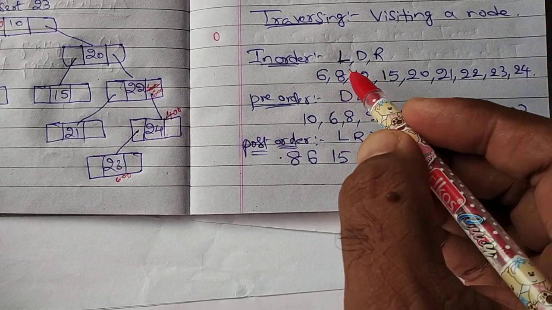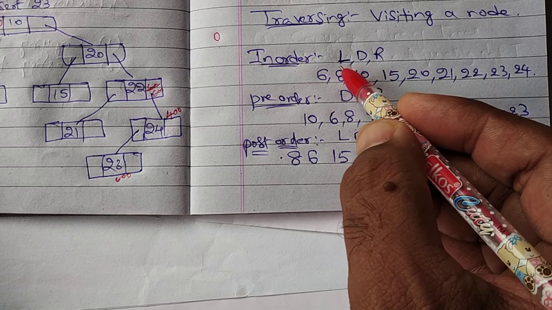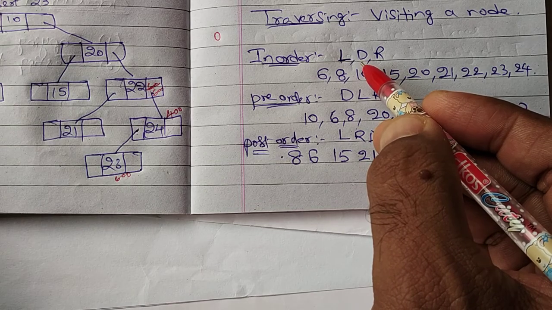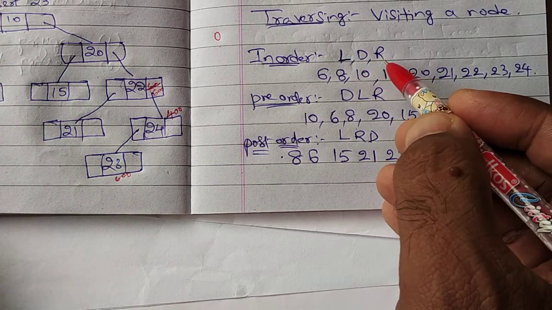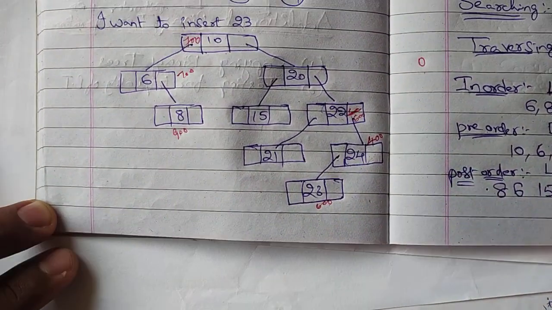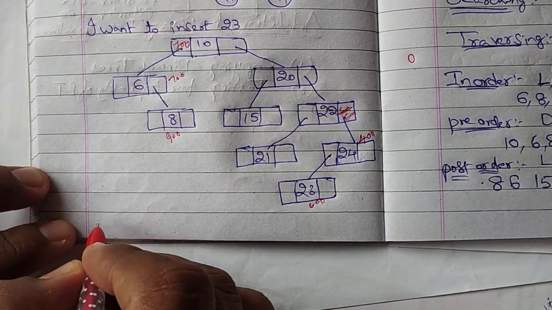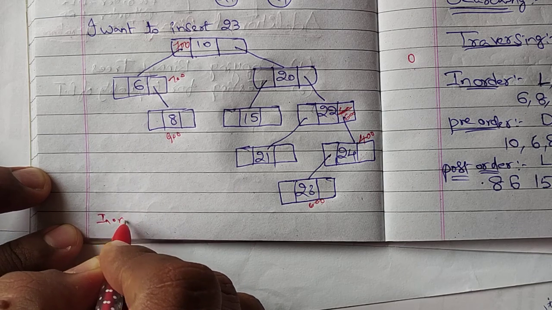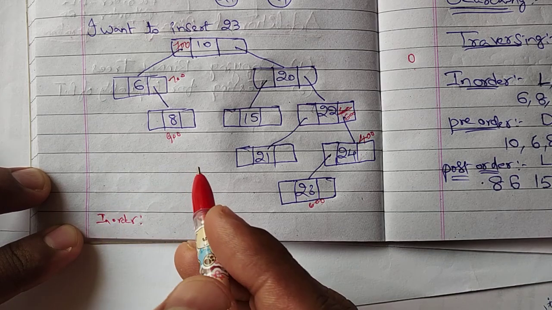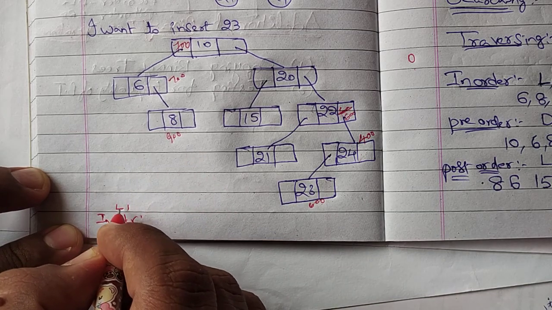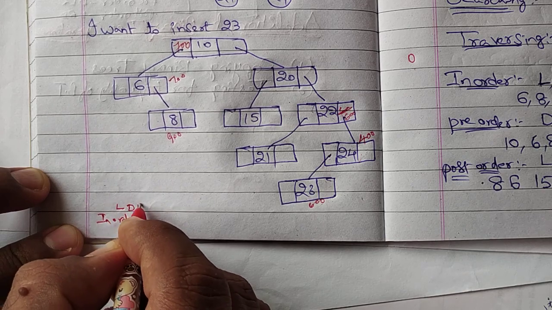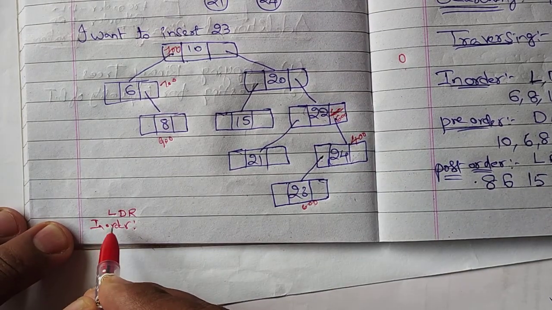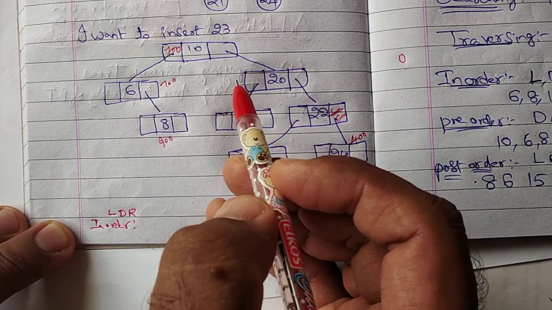So see, what is in order traversing? First we have to visit left subtree nodes, then data nodes. Data nodes means root nodes. Next right subtree nodes. Let me explain. First take this tree. Now I want to visit nodes by using in order. So in order rule is what? First visit left subtree nodes, then data nodes, then right subtree nodes. Okay, so listen carefully here, then you can understand.